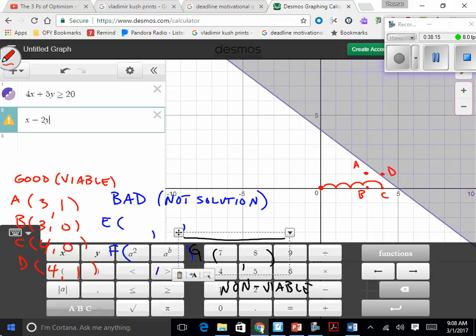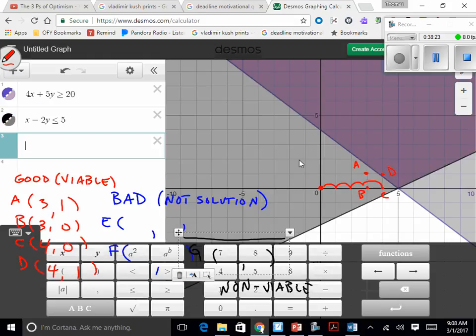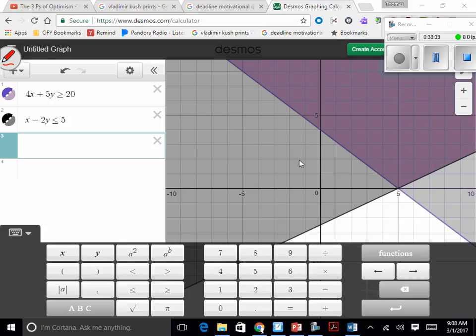The same thing I have on the board is what I've been seeing going around. I'll put in here: good, bad, in between. And let me put on viable, not solution, and non-viable.